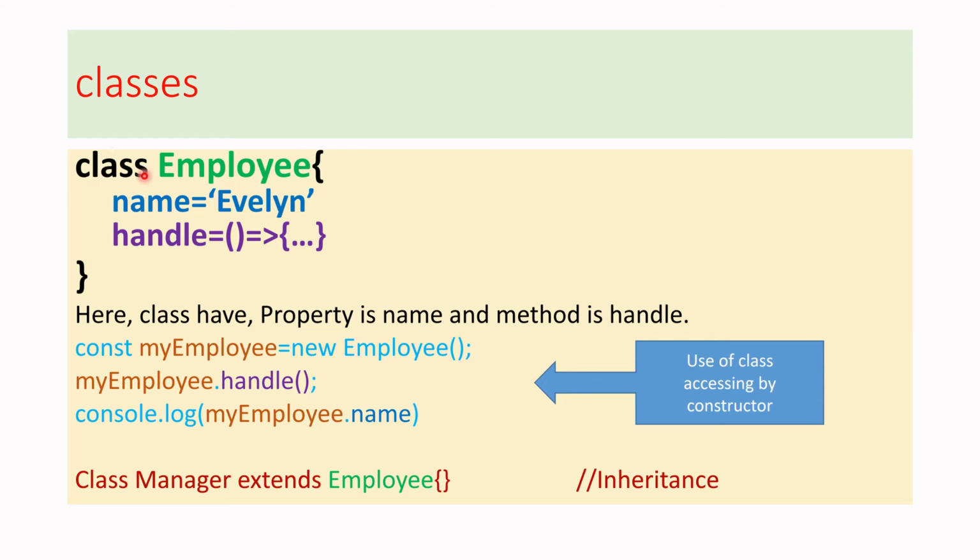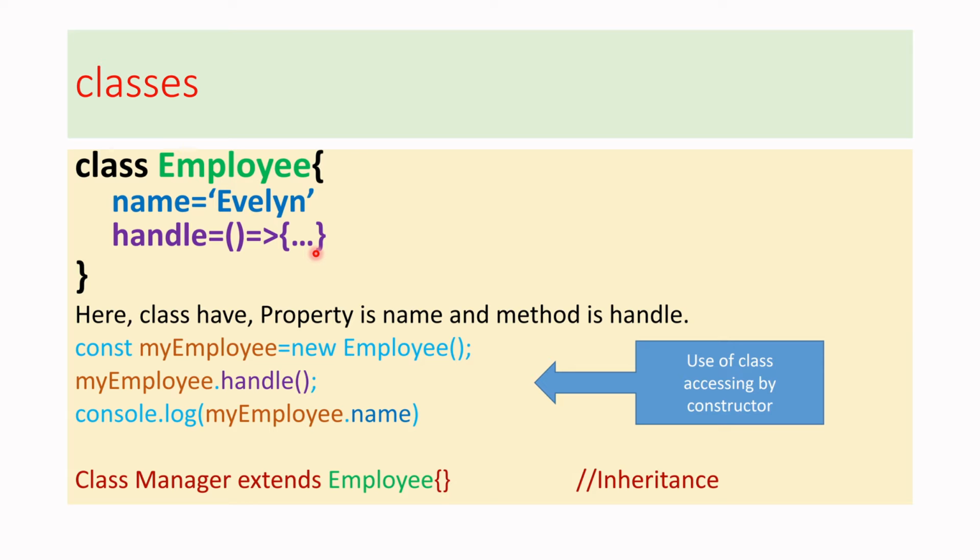So if we have a class like this, and the class is Employee, and this is the body of the class, and this is the ending of the class. In the body we have name Evelyn, and a handle, we have something. So what is this? Name and handle. Name is a class property, that is called a property of the class. So the first thing, the class has one property that is name, and it contains the value Evelyn. And handle is a method and it has something in its body.